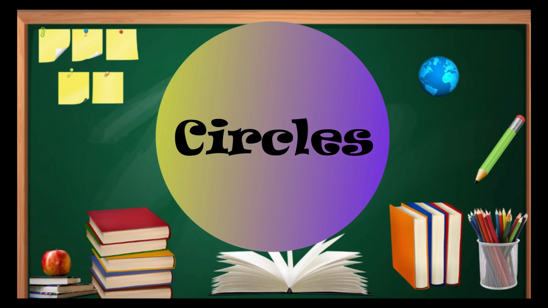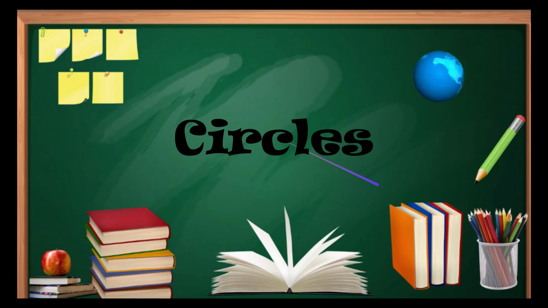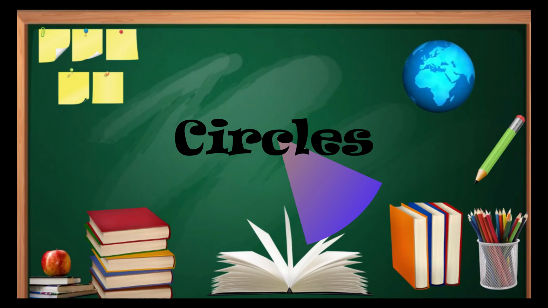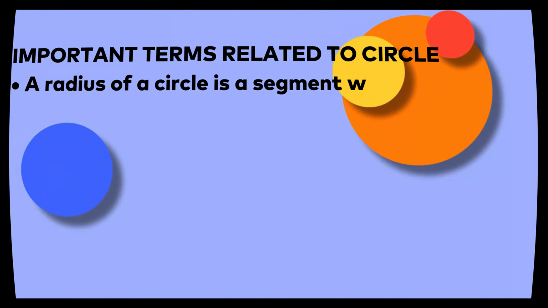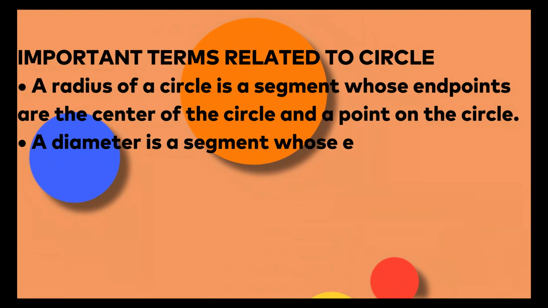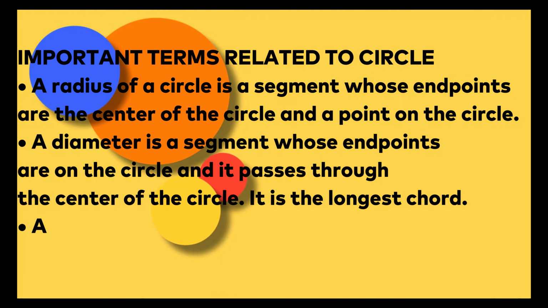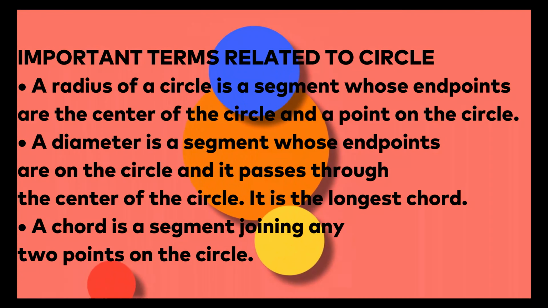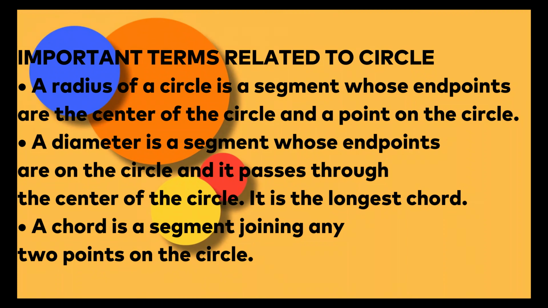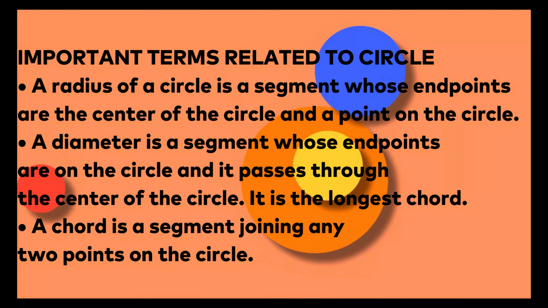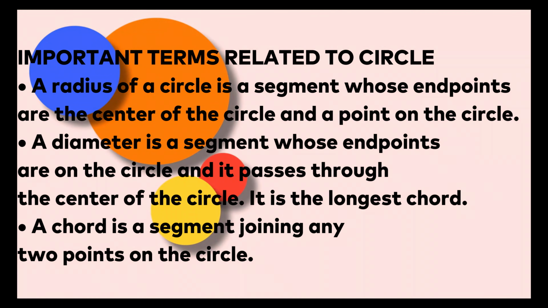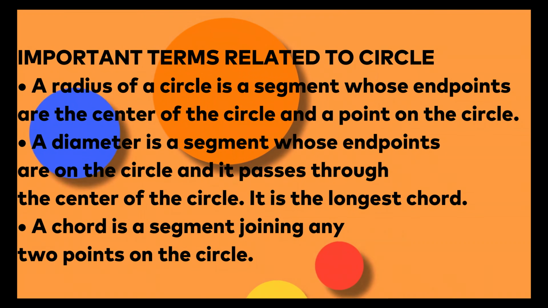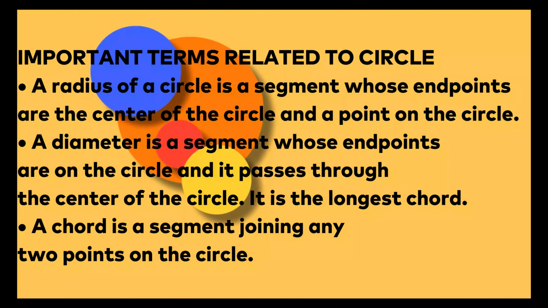Since circles are very important in our daily lives, it is necessary that we give some attention to their properties. But before that, we should be familiar first with some important terms related to circles. The first one is radius. A radius of a circle is a segment whose endpoints are the center of the circle and a point on the circle. The next one is diameter. A diameter is a segment whose endpoints are on the circle and it passes through the center of the circle. It is the longest chord.